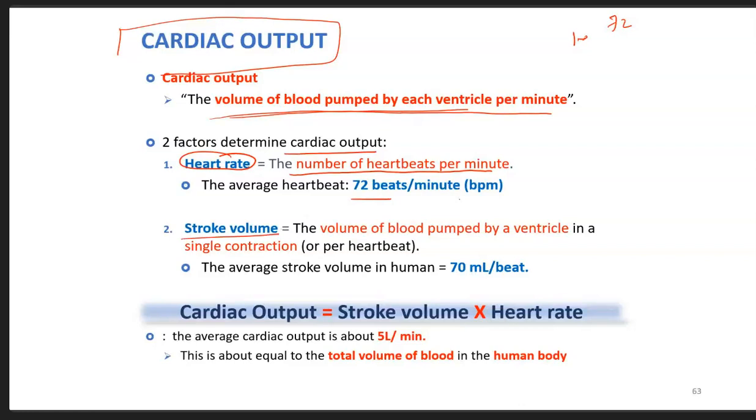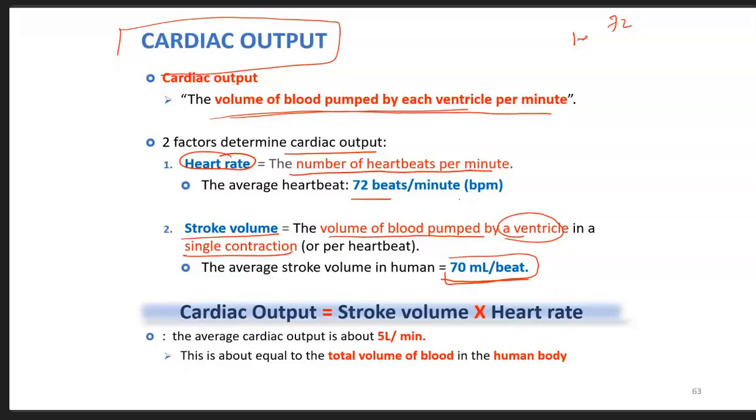So what is stroke volume? The volume of blood pumped by a ventricle in a single contraction. Satu denyutan jantung tu, okay, berapa banyak darah yang dikeluarkan oleh ventricle. So that is stroke volume. Satu stroke kan? Satu stroke, berapa banyak darah yang ventricle keluarkan. So that is stroke volume. So for average stroke volume, it is about 70 milliliters per beat. Satu stroke, 70 mililiter darah yang keluar daripada ventricle tu.